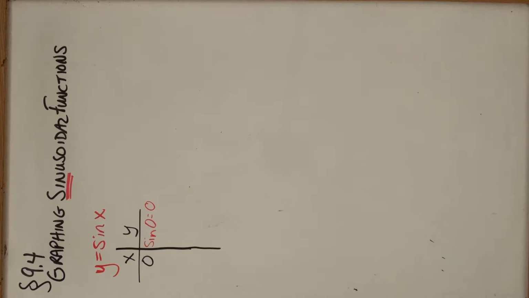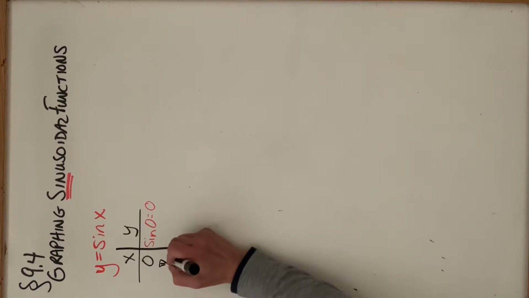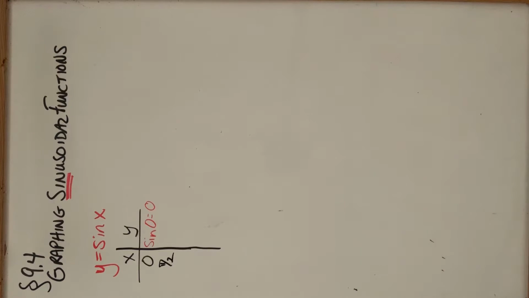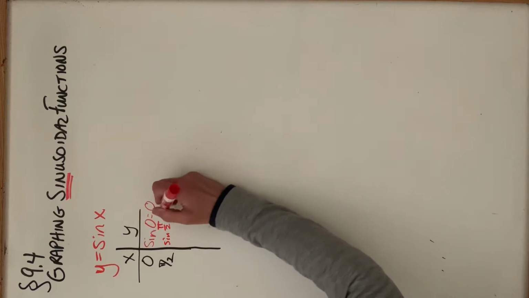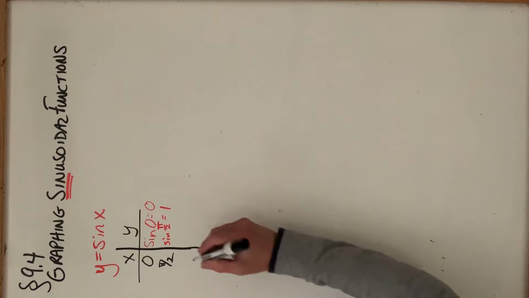All right, what else would be a good choice to plug in for x? If you said pi over 2, I say yay. We can certainly plug in pi over 4, pi over 3, pi over 6, but let's stick to the easy ones that we know are going to have nice integer valued answers. That will make it easy for us to plot on our graph. Okay, so what is the sine of pi over 2? The sine of pi over 2 is positive 1.